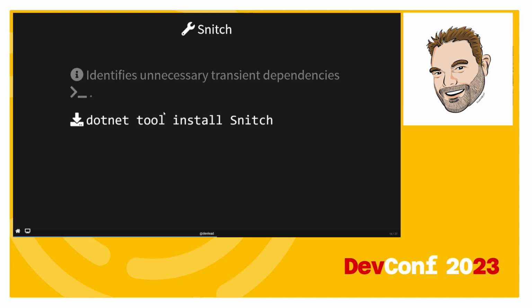And it's easy to install. Just dotnet tool install snitch, and it will fetch it from NuGet. So now that we have found out things that we can do, how can we, as a developer from the command line, see that my dependencies are up to date? A couple of tools will help us with that. There's one called PackCheck.